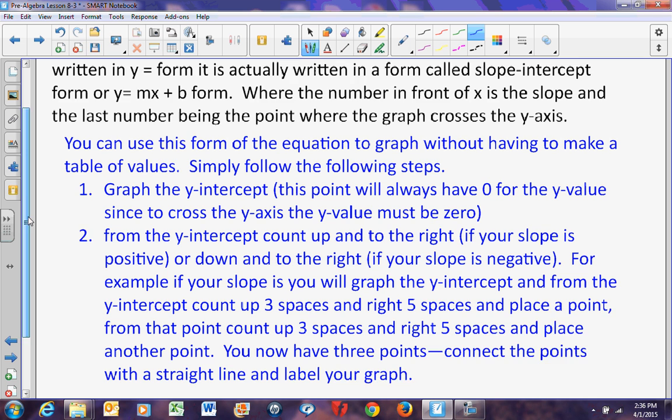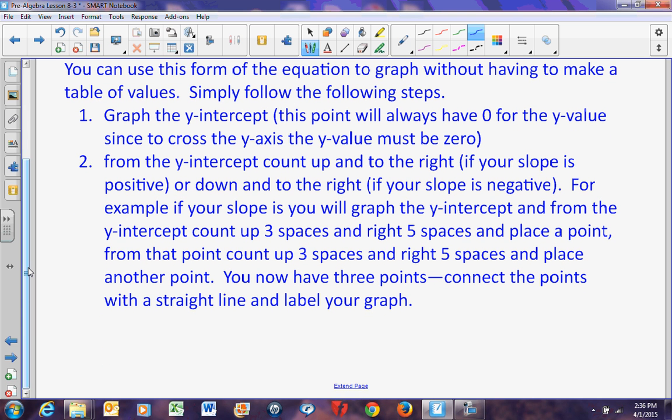You're going to graph the y-intercept first. This point will always have 0 for the x value, since you cross the y-axis. From the y-intercept, you count up and to the right if your slope is positive, or down and to the right if your slope is negative.